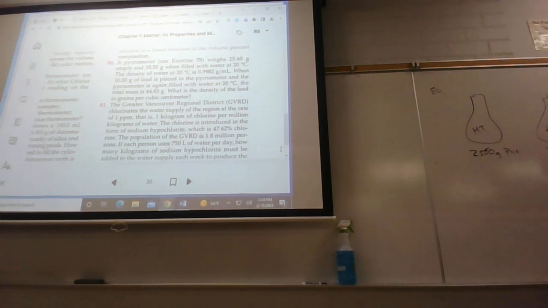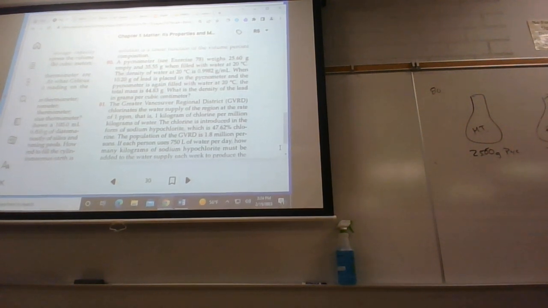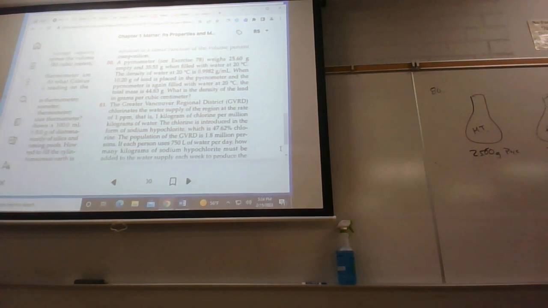And so the first thing is, let's figure out how many grams of water there are. There's going to be 35.55 grams of pycnometer and water, minus the pycnometer, which weighs 25.60 grams. And that's going to give us 9.95 grams of water. Well, that's only 3 sig figs, 2 decimal places.